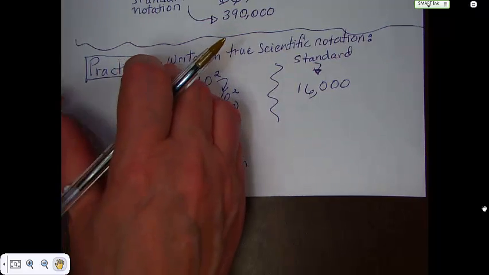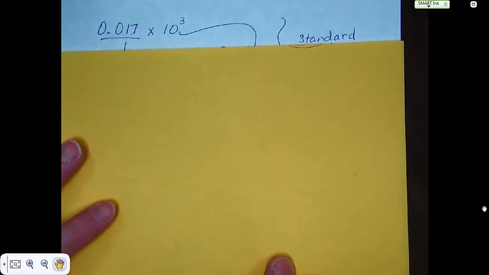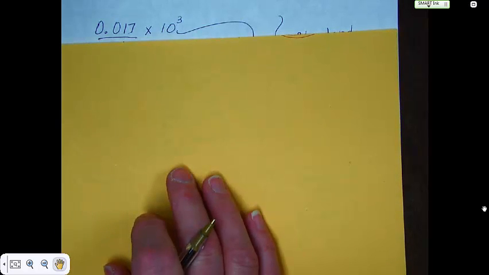Alrighty. Now, we're going to do just a couple more practice ones just to make sure that you're on with us and know what we're doing here. Okay, we're going to take this number, which is really a little bit of a different look at it. Okay, we have 0.017 times 10 to the third power.